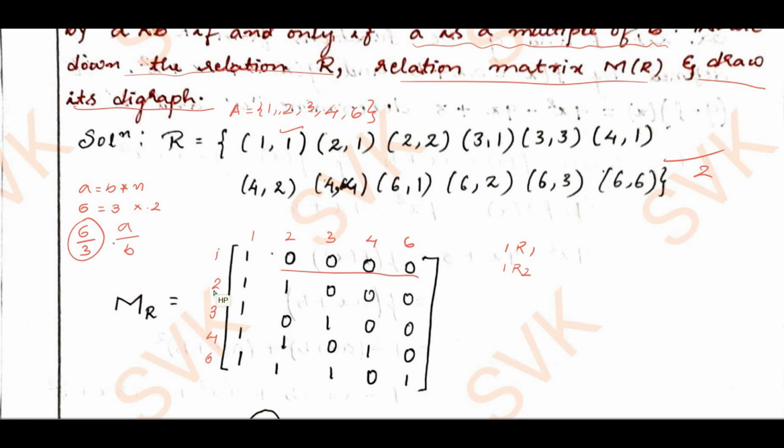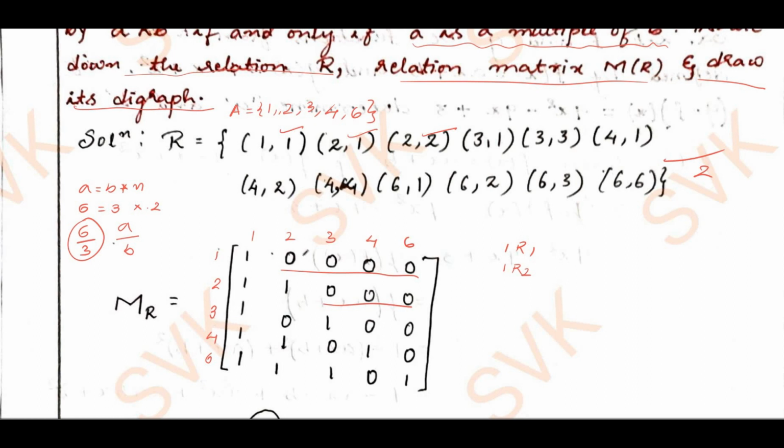Next I will go with the second row. 2 is related to 1. I will check the relation. Yes, definitely 2 is related to 1. That's why I will put 1. Next, 2 is related to 2. For that reason, I will put 1. Next, 2 3 is not there, 2 4 is not there, 2 6 is not there in the relation R. For that reason, I will put 0.